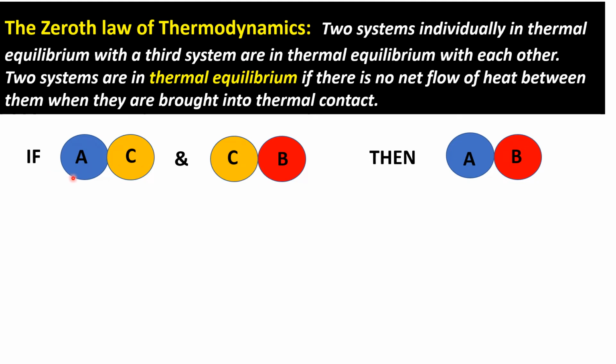So we can illustrate it. For example, if system A is in thermal contact with a third system, system C, and that system C is also in thermal contact with system B, then it follows that the two systems A and B are also in thermal contact.